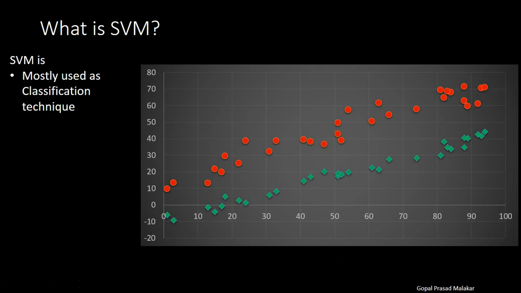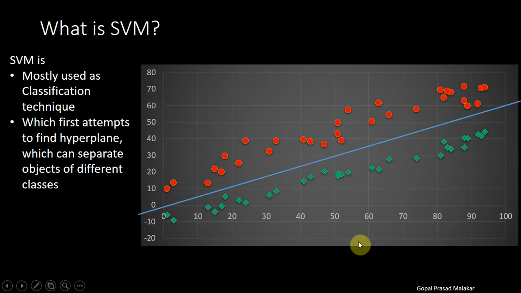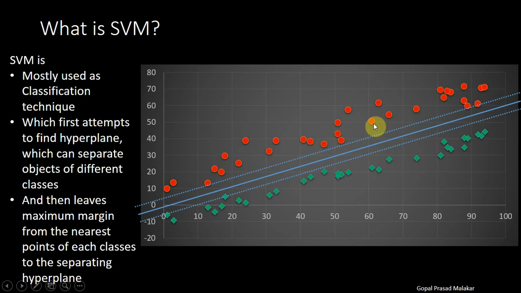Support vector machine is usually used as classification technique. So if you have two classes, then it is first all about finding a hyperplane which can separate these two classes. Now if you look at, there can be more than one line which can separate these classes. For example, even these two lines can probably separate these classes. But then how will you decide that this is the line?